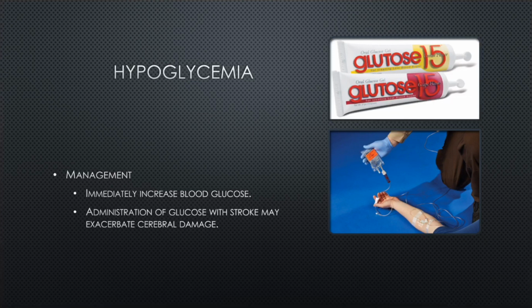If they're altered or unresponsive, that would be inappropriate, and establishing an IV and giving them some IV dextrose would be a better alternative. If you cannot establish an IV, which is common in diabetics because they often have poor vasculature, you may need to give intramuscular glucagon to get their sugar up high enough to the point where they can take some oral glucose.